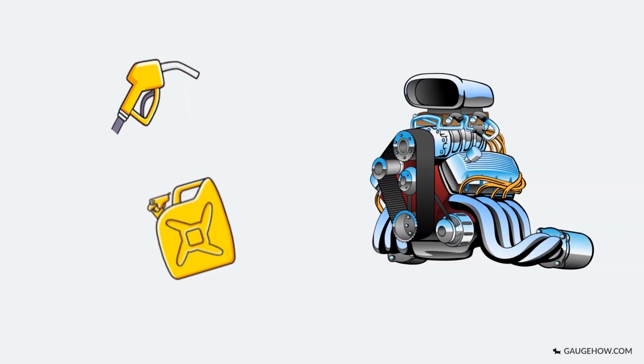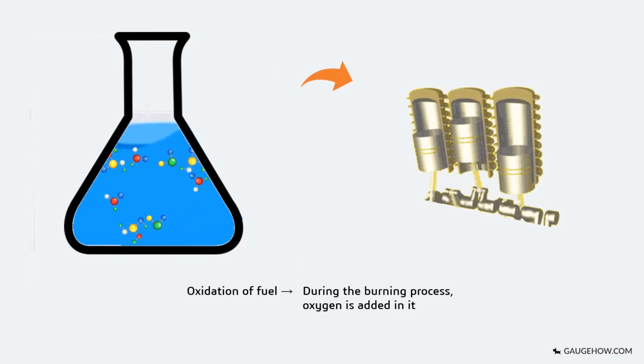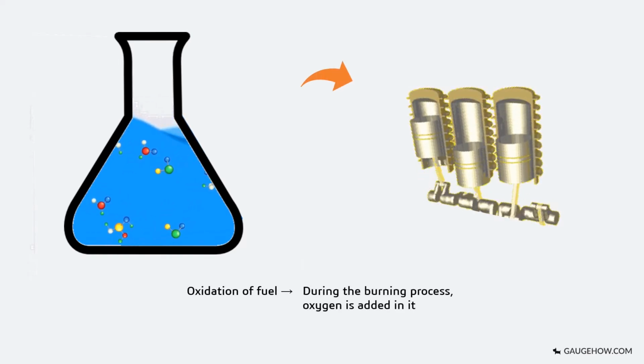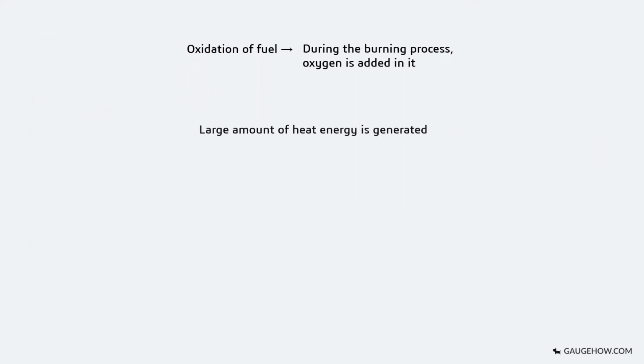In this video, we will learn about fuels used in IC engines. The selection of fuel to be used in an IC engine is as important as the engine design. The chemical energy of the fuel is converted into mechanical energy by oxidation of fuel inside the combustion chamber. The whole process of combustion results in the generation of a large amount of heat energy.